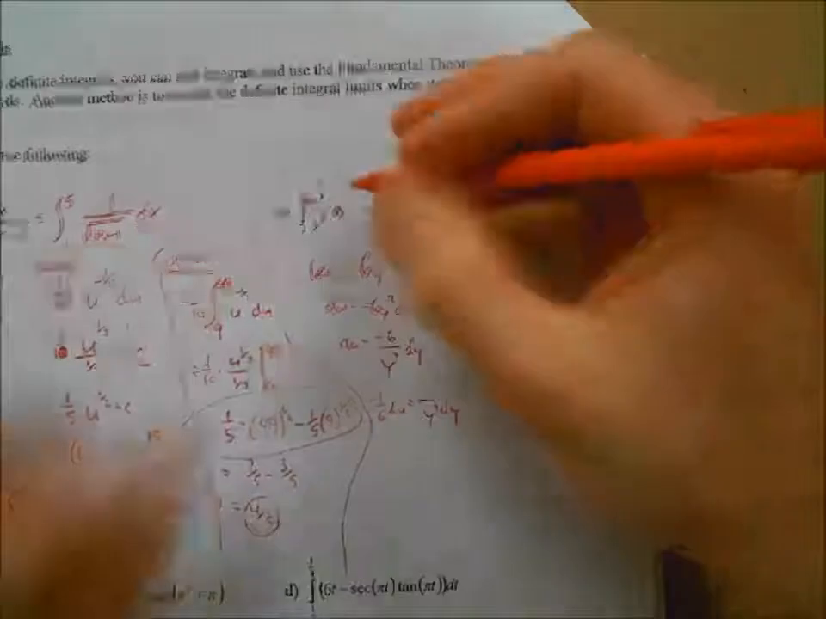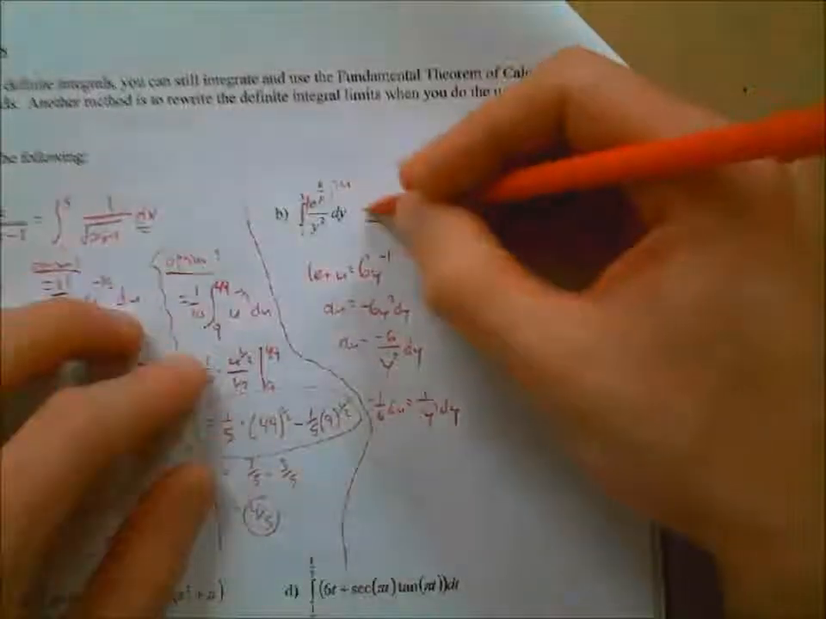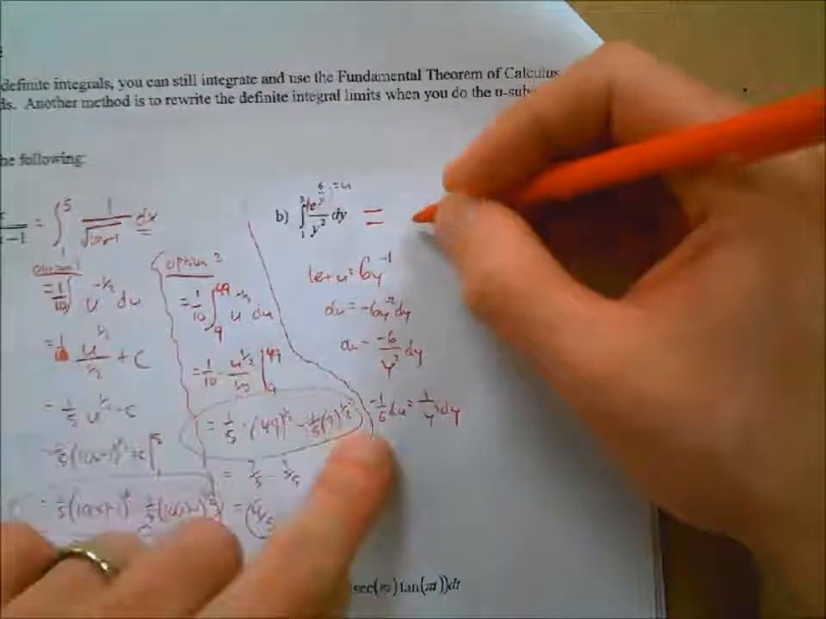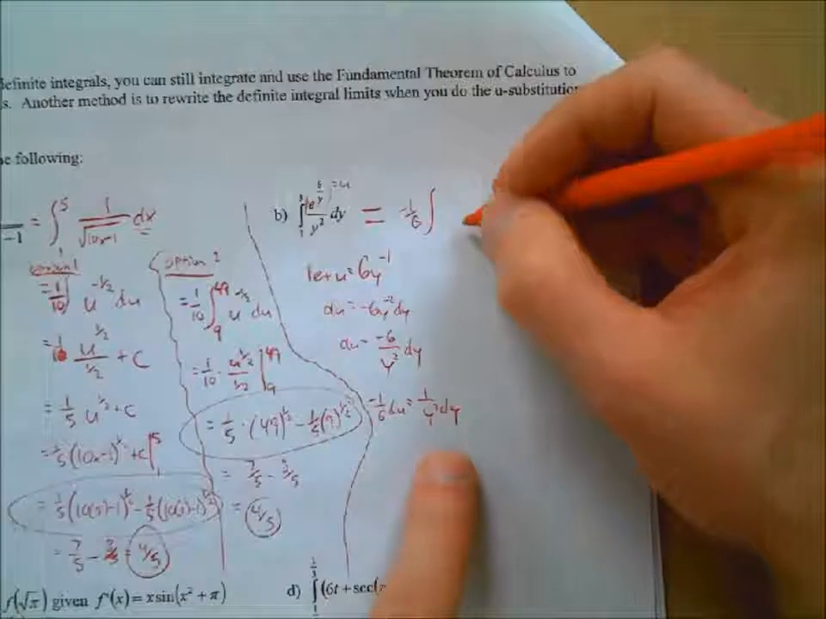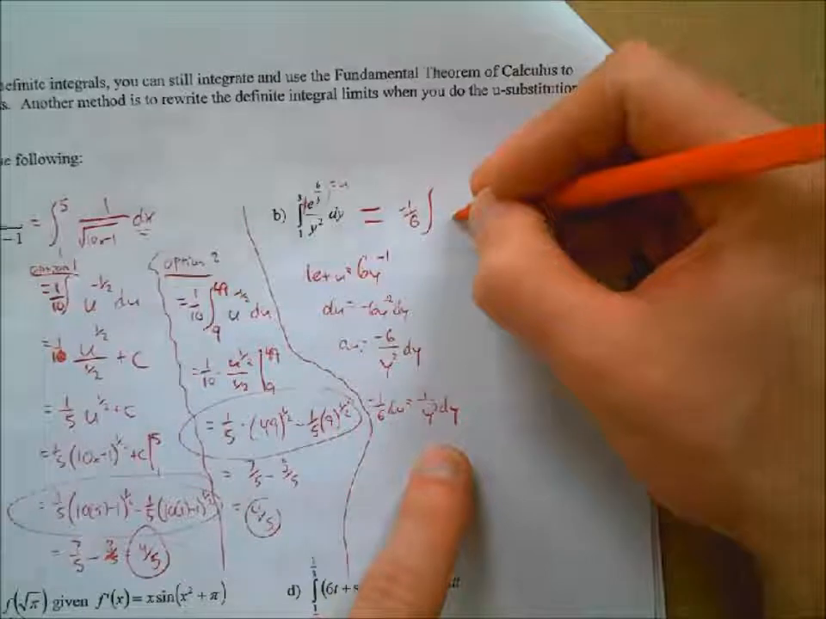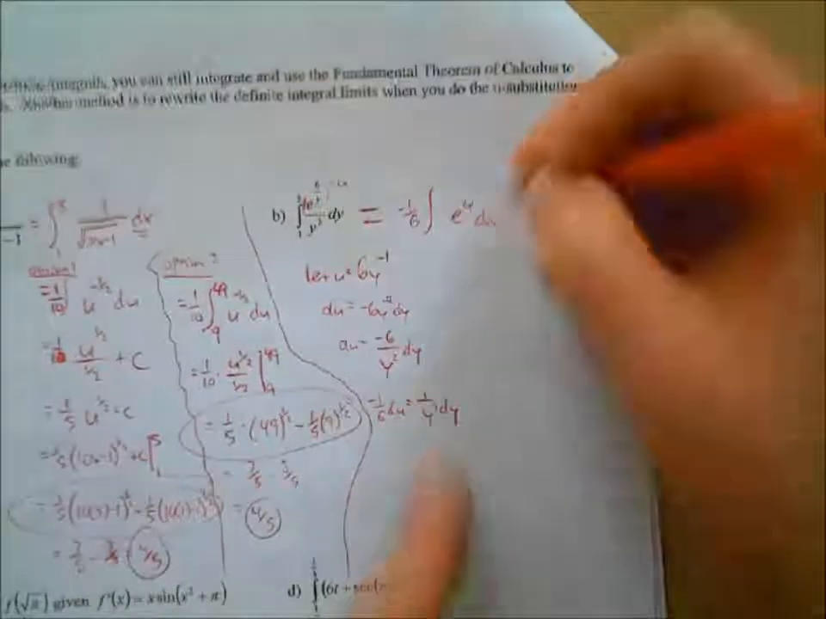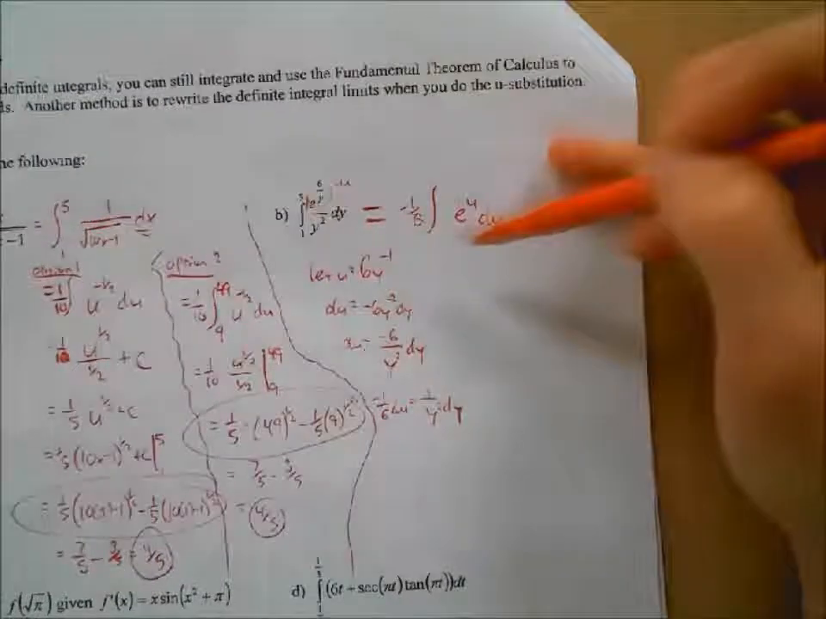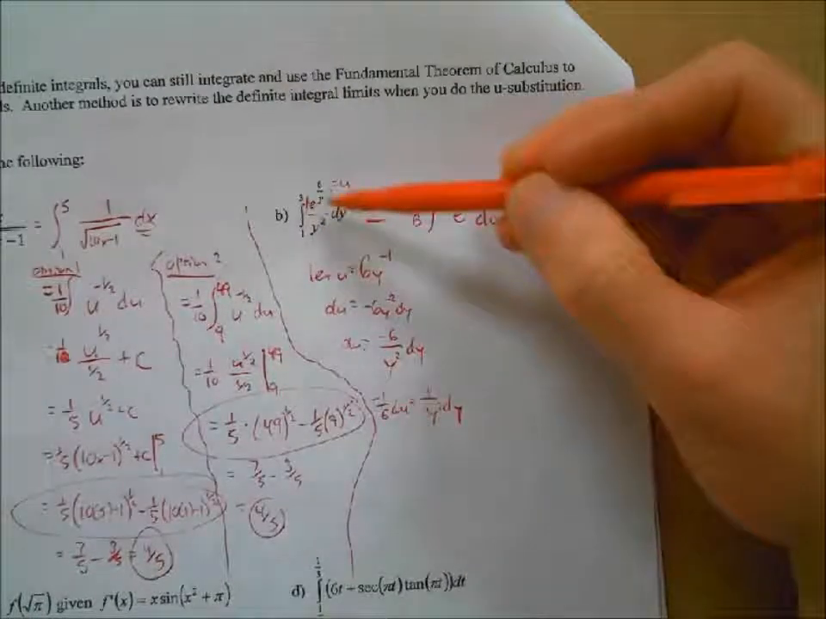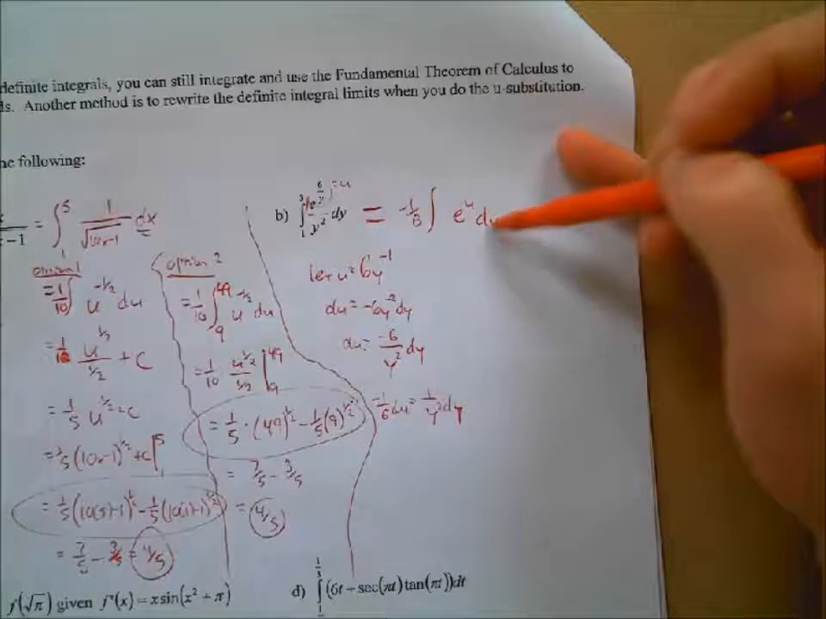And so this equals negative 1/6 times the integral, and I'll worry about the limits of integration in just a second. I just want to get the substitution in. e to the u du. The du accounts for the 1 over y squared. We still have the e to the u there, so it's e to the u du.